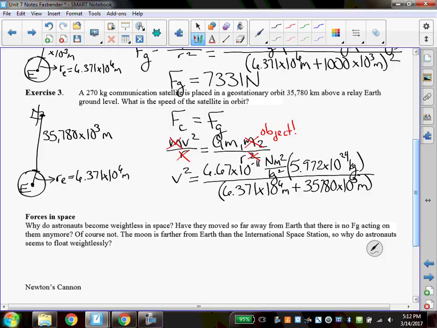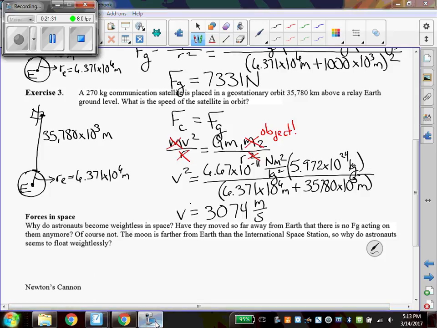And once again, this problem becomes a plug and chug problem. We just need to do the algebra to find that the speed of the satellite is going to be 3,074 meters per second. Wow! It's really fast. We really move fast up there in space, don't we? That is actually a completely realistic answer. So don't be afraid of big speeds when we're out in space, because we've got a lot of ground to cover.